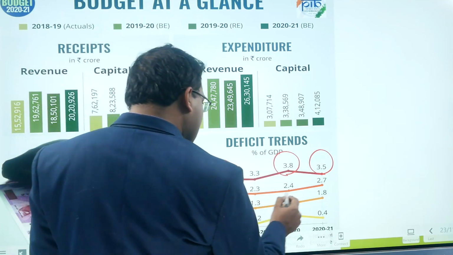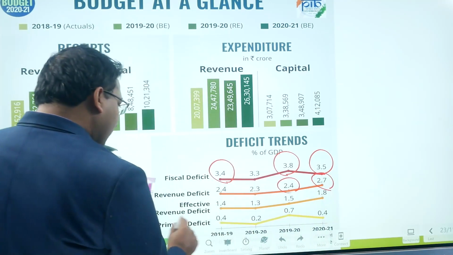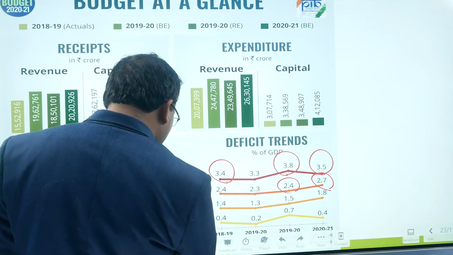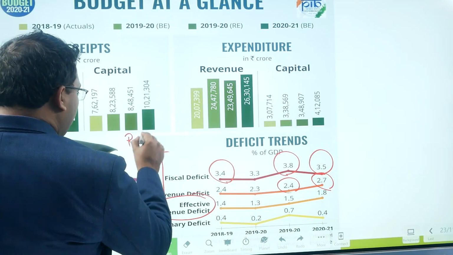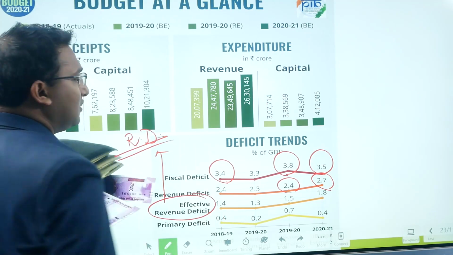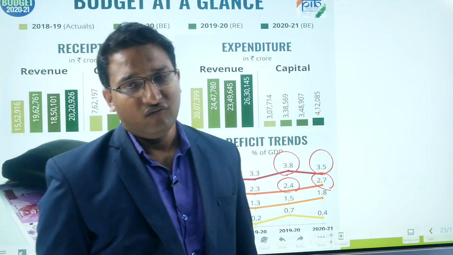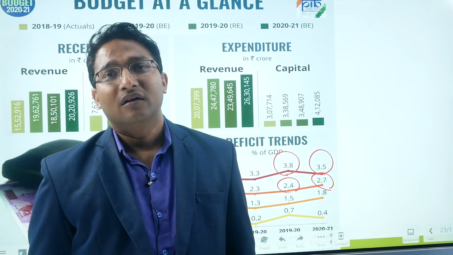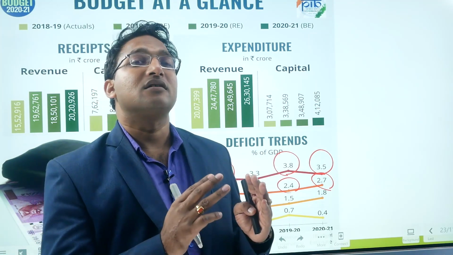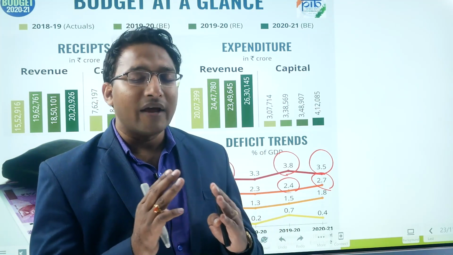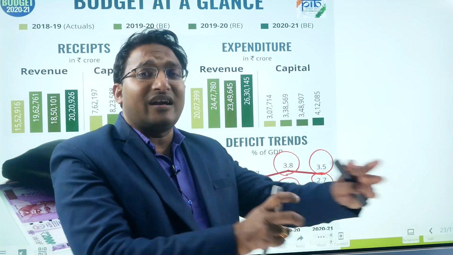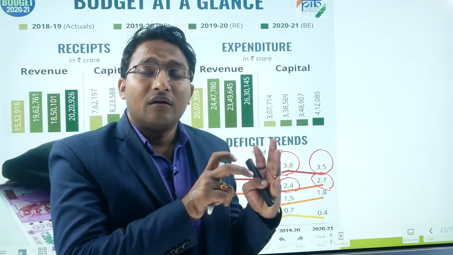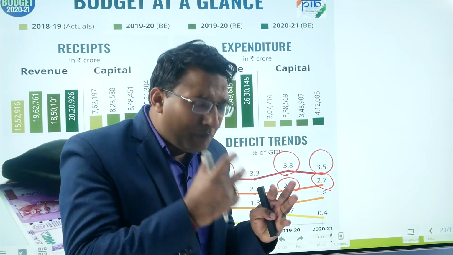Revenue deficit, it is increasing. You can see effective revenue deficit. What is effective revenue deficit? I did not discuss this point, so let me discuss right now. So the point is that in the revenue deficit there is some expenditure, revenue expenditure from the angle of the central government, which it gives as a grant to the state government, and the state government spends that amount for building capital assets.